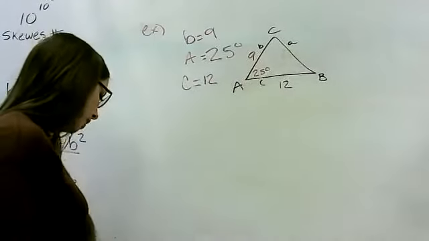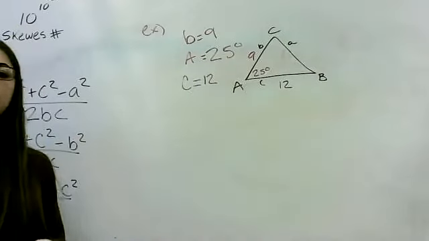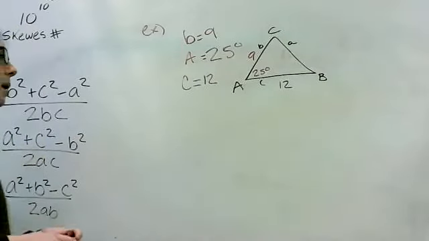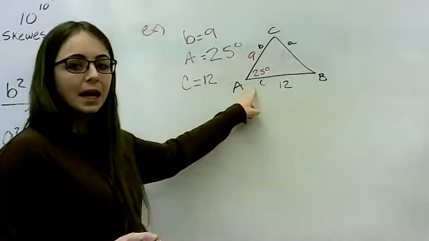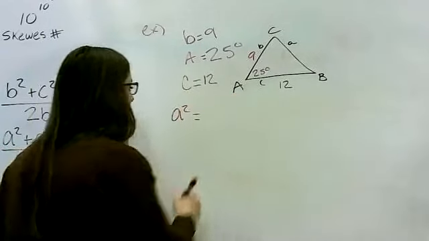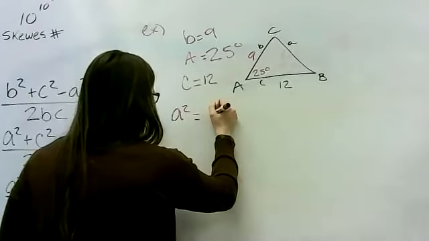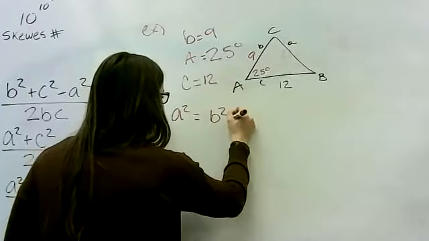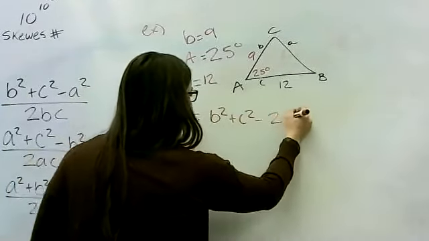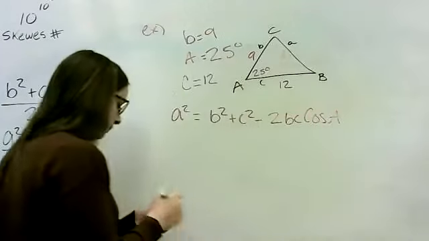So I'm going to have to start out with one of my side length formulas, one that starts with a squared, b squared, or c squared. Because I know my angle measure A, I'm going to start out with side length A. That's going to give me that matching pair that I want, side length and angle measure. And that was b squared plus c squared minus 2bc cosine A.